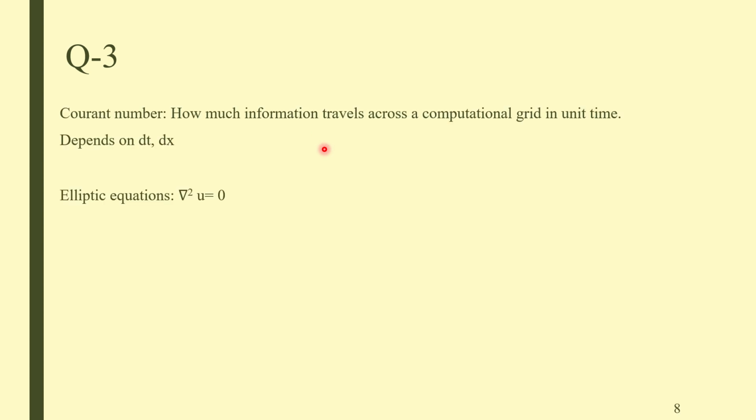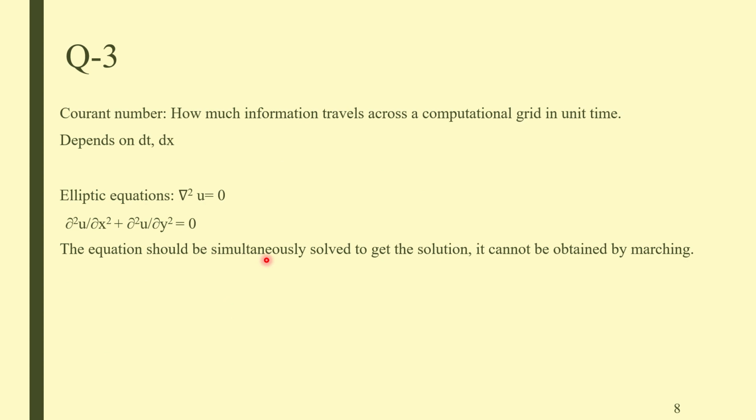So we'll go to question 4. The equation should be solved simultaneously to get the solution in elliptic equations, so it cannot be obtained by marching. That's what I said. In the characteristic equations part, we have seen the zone of dependence and how the boundary conditions were given. In the solution of elliptic equations, those equations should be solved simultaneously. It is not a marching problem, one time step to another. So since it is not a marching problem, there is no need for the Courant number.